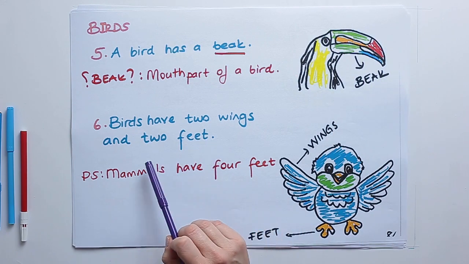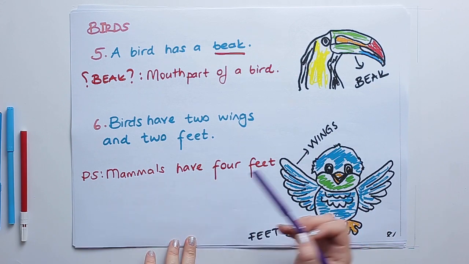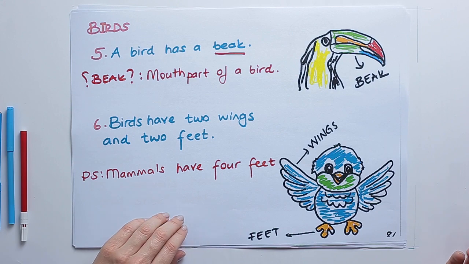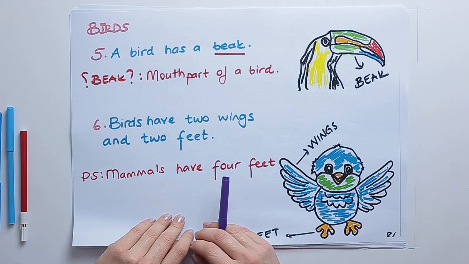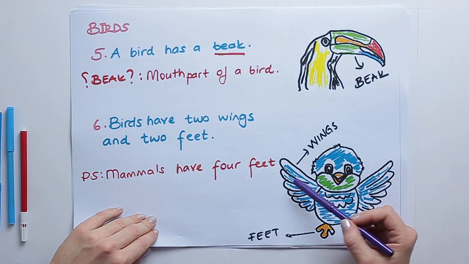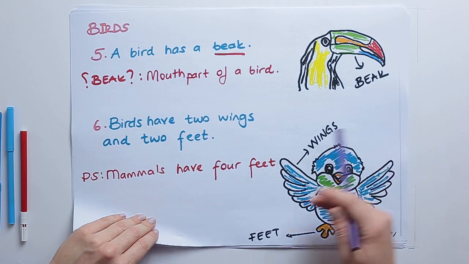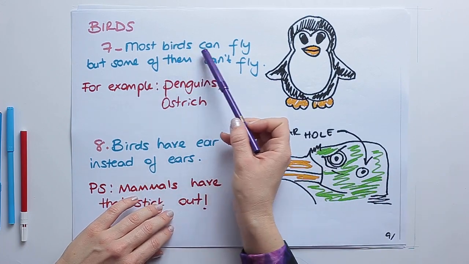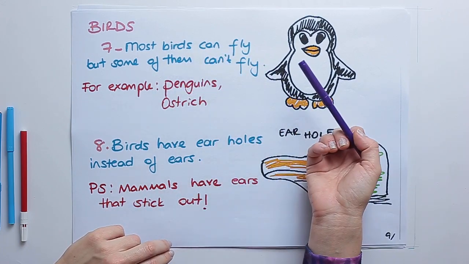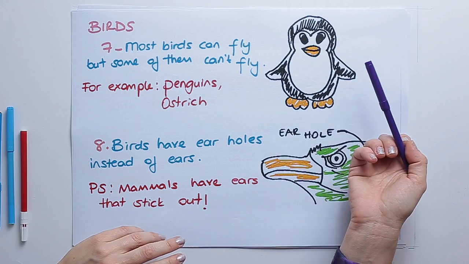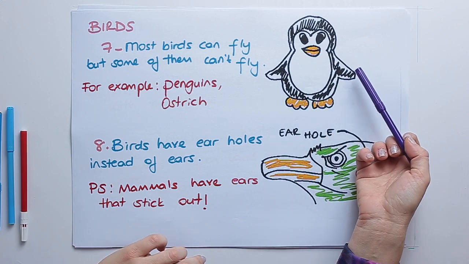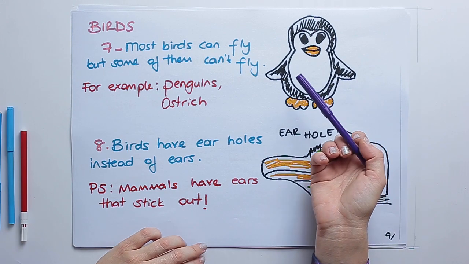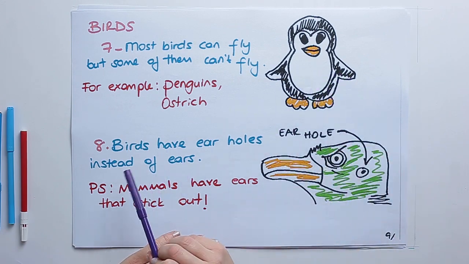Birds have 2 wings and 2 feet. But if you remember, mammals have 4 feet. Here are 2 feet of a bird, and here are the wings, as you can imagine. This enables a bird to fly. Now, most birds can fly, but some of them can't fly. For example, penguins can't fly, even if they have wings. An ostrich is a different kind of animal which can't fly too.